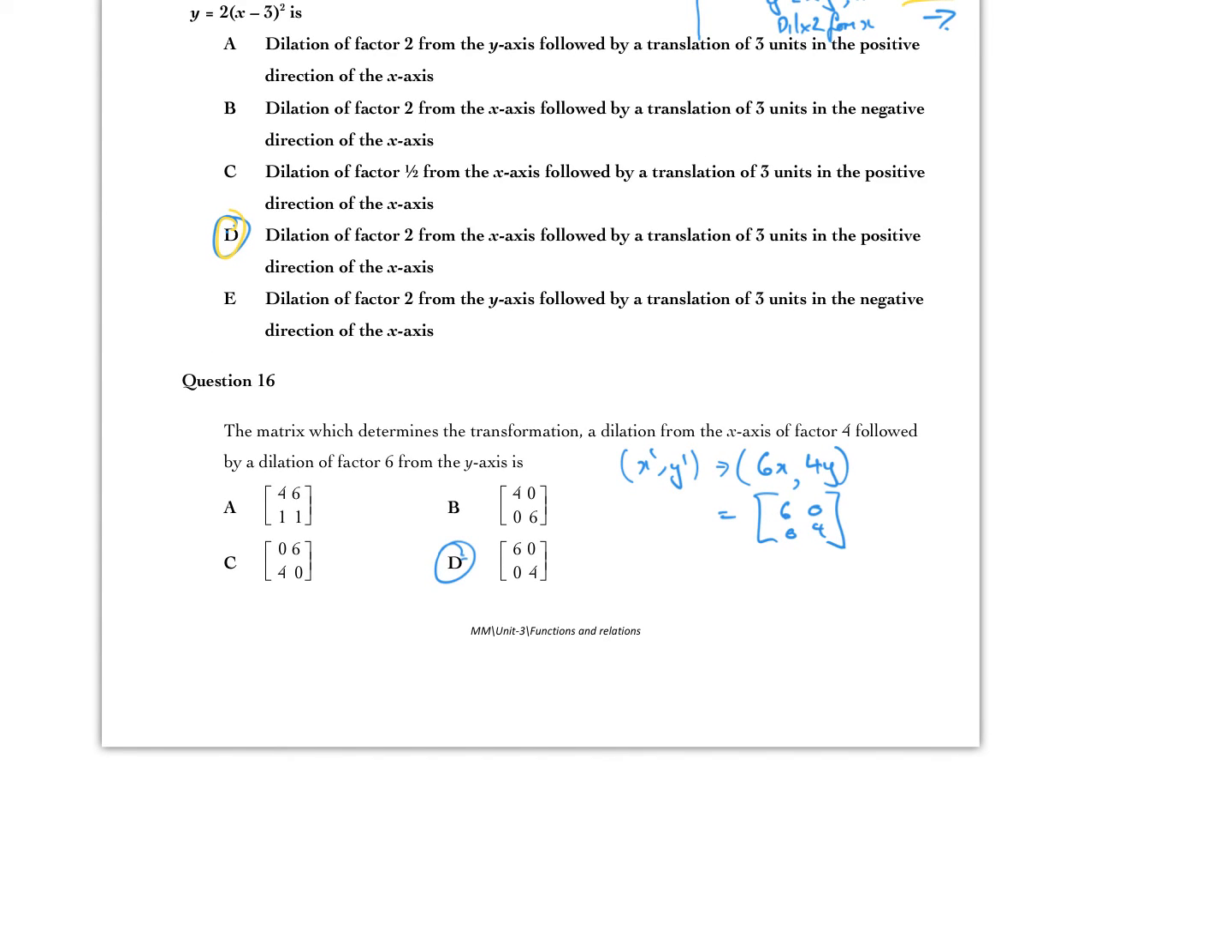Which matrix determines a dilation from the x-axis by a factor of 4, followed by a dilation by a factor of 6 from the y-axis? The mistake we make here is thinking, well, 4 is the x and 6 is the y. But if I'm going to dilate by a factor of 4 from the x-axis, the y value gets affected, so it's 4y. 6 from the y-axis, x value, so it's 6x. So I get 6, 0, 0, 4, which is D.